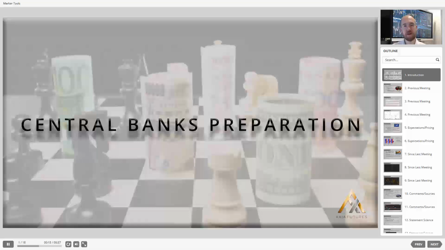This way, you have a process to move through the information that you've gained since the previous meeting, and what this is going to tell you about trade opportunities at the coming up meeting. So let's move on. We'll start off with the first element of your central bank preparation.